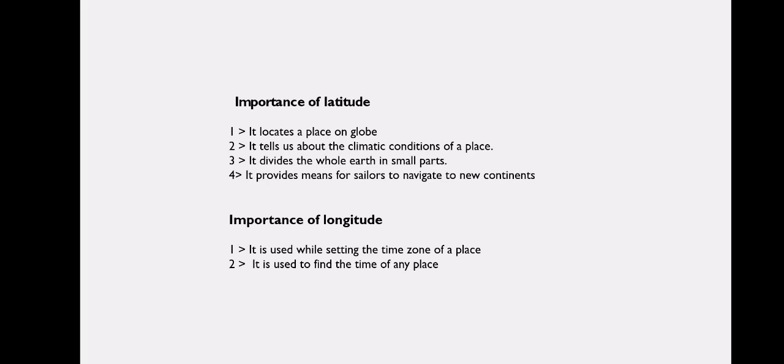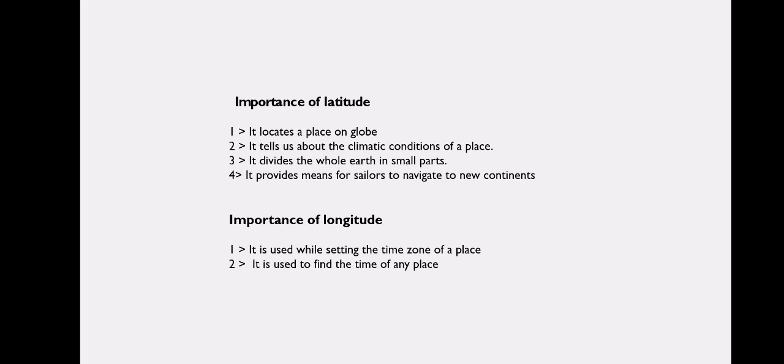Number 4, it provides means for sailors to navigate to new continents, because latitudes give us the difference of climates, so it becomes easier for the navigators to sail their ships according to the climatic differences. Now, for the importance of longitudes, it is used while setting the time zone of a place. As we have discussed, the different degrees of longitude also give you the understanding of the time zones.